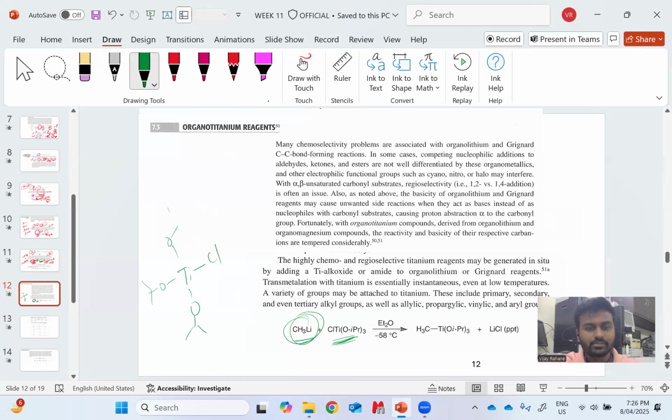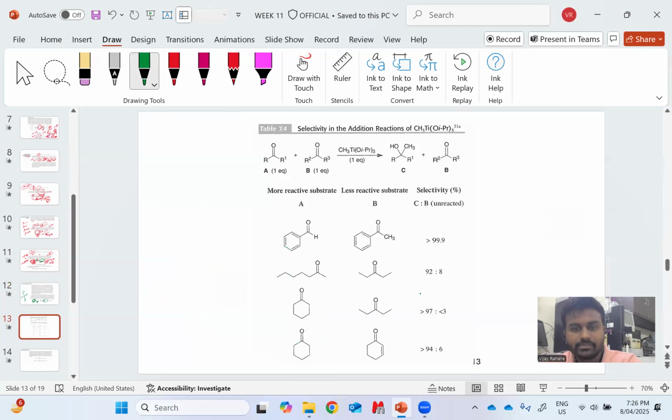So this is the structure of this reagent. From this chlorotitanium compound and the methyl lithium, we are able to prepare this methyl titanium isopropoxide, and LiCl forms as a precipitate. This methyl titanium isopropoxide serves as a reagent for the methyl source. So from this one, we can transfer this methyl to any compound. We will see some examples.